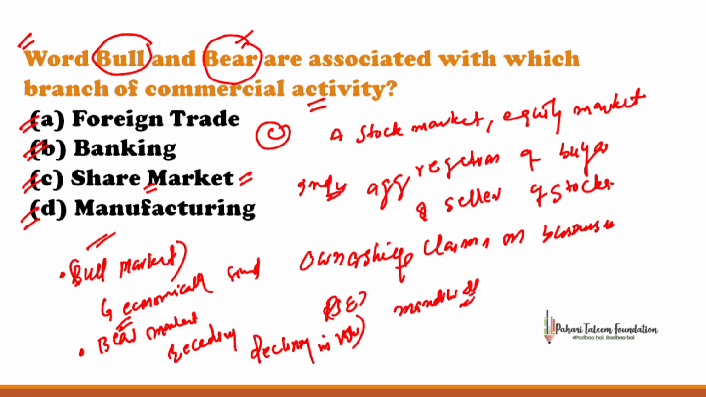A bull is a stock market speculator who buys a holding in a stock in expectation that in the very short term it will rise in value, whereupon they will sell the stocks to make a quick profit on the transactions. Okay, so this is all about bull and bear. So the words bull and bear are associated with the branch of commercial activities that is your share market.